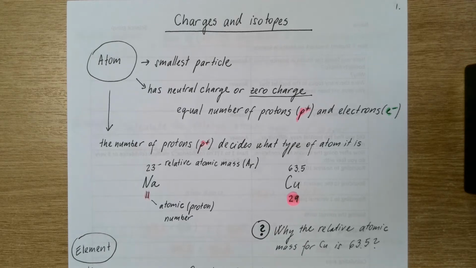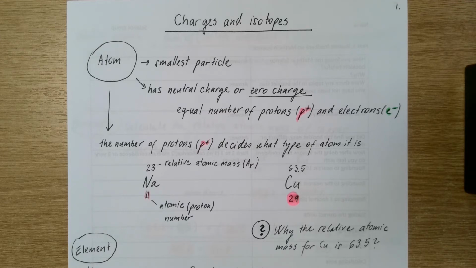Charges and isotopes. First of all, we need to define what an atom is. An atom is the smallest particle. An atom has a neutral charge, or zero charge, because it has an equal number of protons, which are positive, and electrons, which are negative. So these charges cancel each other out, and the overall charge on an atom is zero.